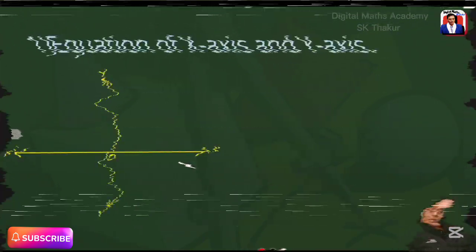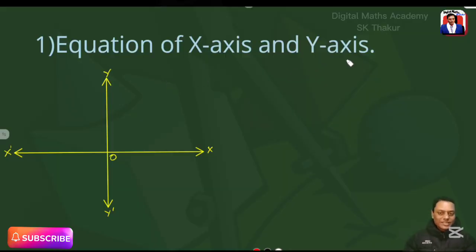Let's find the equation of x-axis and y-axis first of all, number one. So we have here x-axis and y-axis. So as you know, any point on x-axis is x, 0, right? The value of x may be 1, 2, 3, 4 or maybe negative also, right?